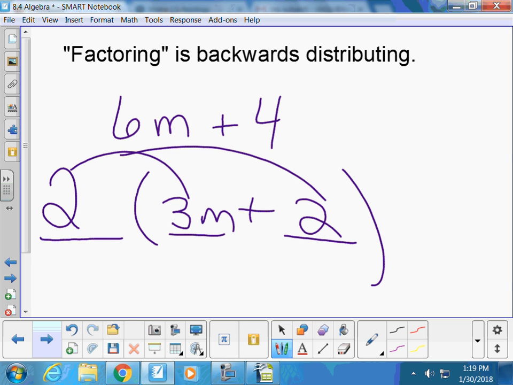This is called factoring. We factored out what is called a common monomial of 2, and then we wrote what was left after the 2 got factored out. Did you follow? You want to try another one?